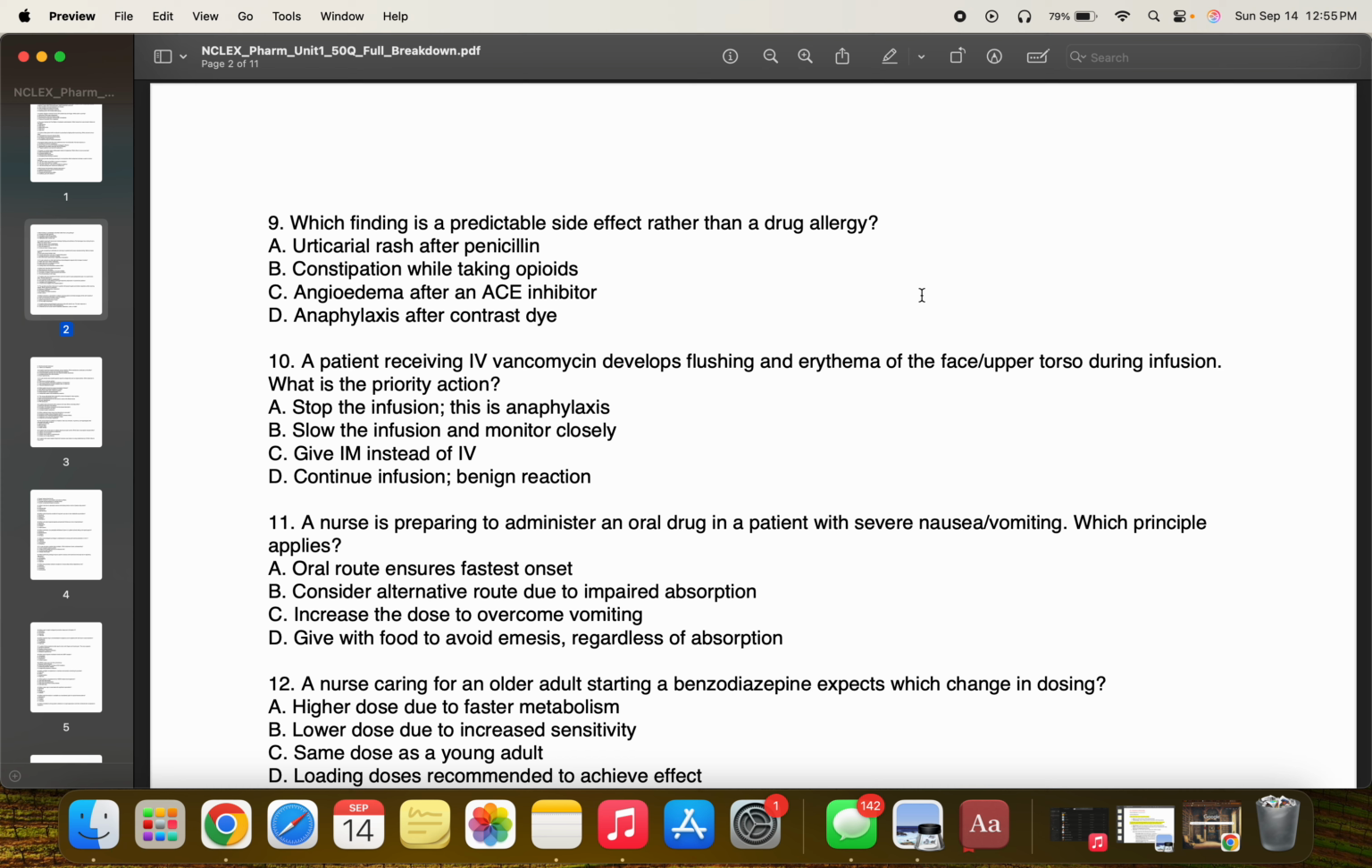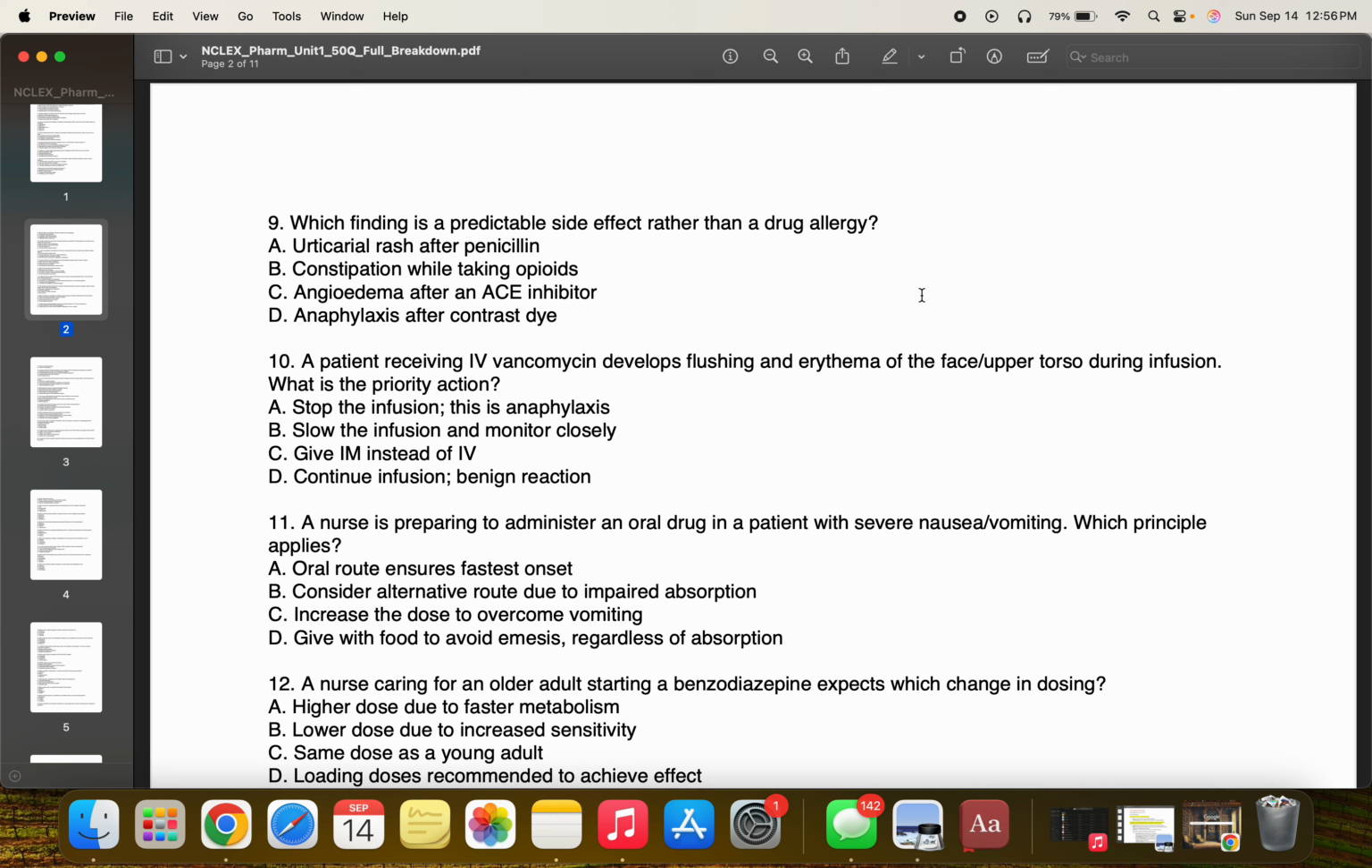9. Which finding is a predictable side effect rather than a drug allergy? Urticarial rash after penicillin, that's hives. Constipation while taking opioids. Angioedema after an ACE inhibitor. Anaphylaxis after contrast dye. Constipation while taking opioids is a side effect of opioids.